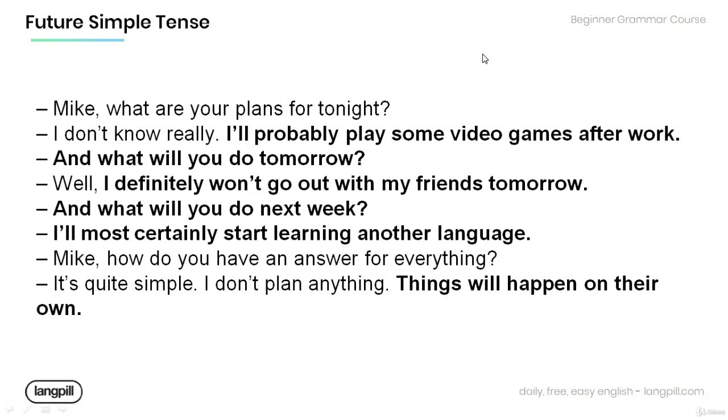Mike, what are your plans for tonight? I don't know really. I'll probably play some video games after work. And what will you do tomorrow? Well, I definitely won't go out with my friends tomorrow. And what will you do next week? I'll most certainly start learning another language. Mike, how do you have an answer for everything? It's quite simple. I don't plan anything. Things will happen on their own.